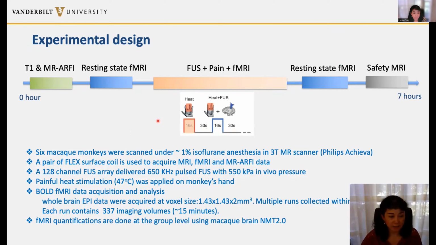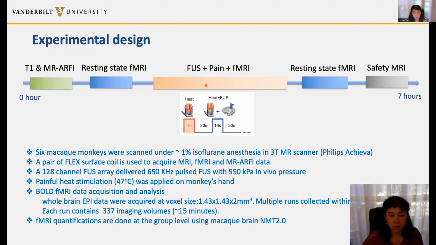Animals were lightly sedated. Once the animal is sedated, we put the animal into the stereotaxic frame and insert it in the MRI magnet. First of all, we acquire a high-resolution T1-weighted structural image and an RF image. The T1 image will be used to align the functional imaging from each session to the monkey atlas for group-level analysis. The RF image will ensure our ultrasound beams reach the target as we intended.